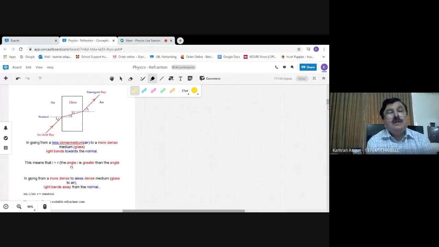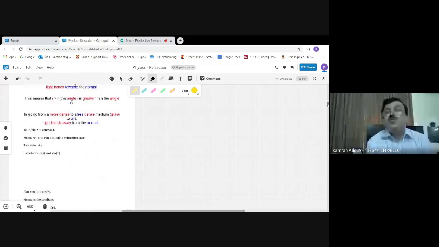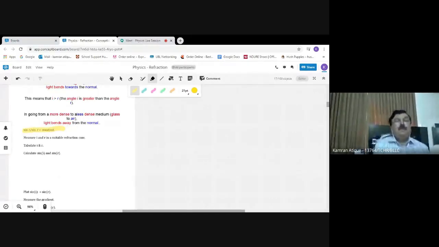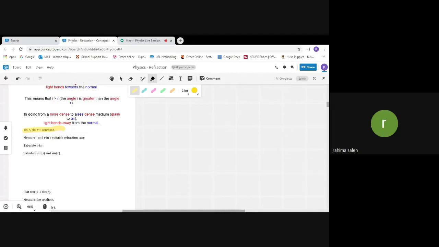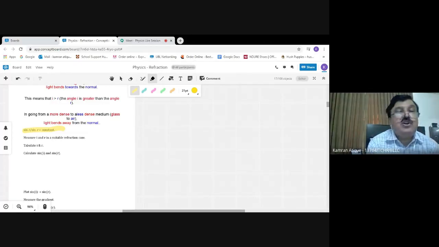Then later on, I need to talk a bit about the law of refraction too. Law of refraction, my child. Somebody can answer me, what is the law of refraction? Which law, sir? Law of refraction, I have highlighted it also. The important one, the first one. The second one was not that important. So you need to answer me the first one only.